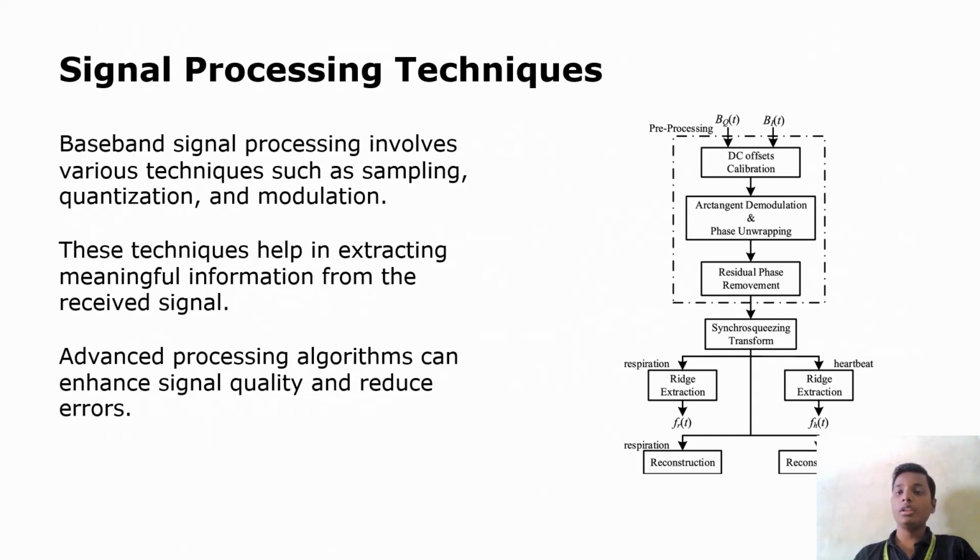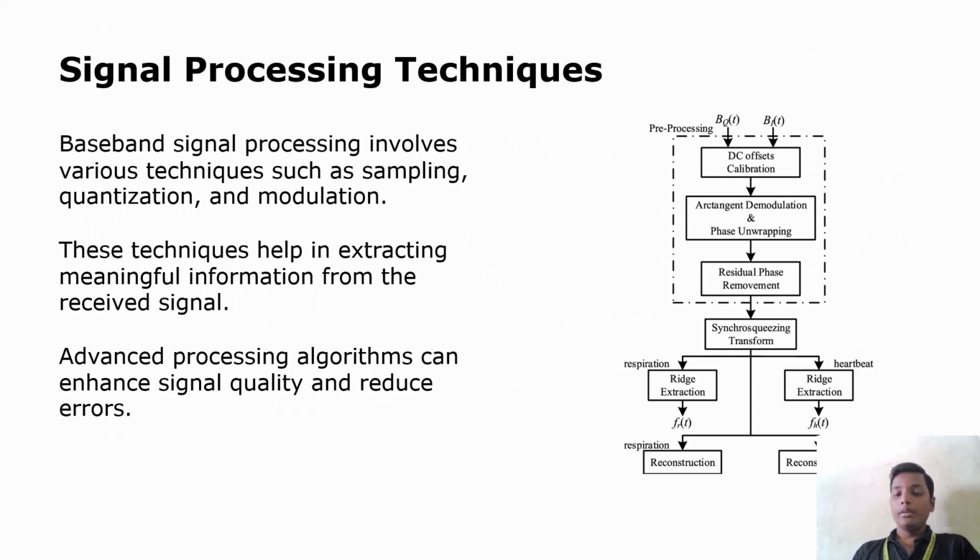First, pre-processing: DC offset calibration, demodulation and phase unwrapping, residual phase removal, then the synchrosqueezing transform. It is classified into two types, respiration and heartbeat. In respiration, ridge extraction, and heartbeat ridge extraction. Respiration ridge extraction can be represented as FR(t). Heartbeat can be represented as FH(t).